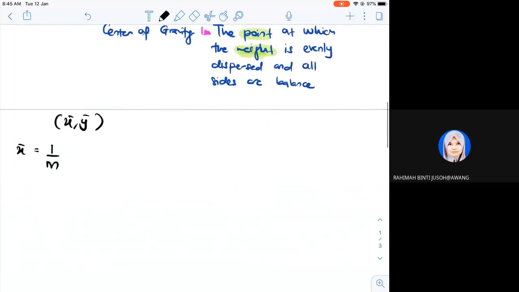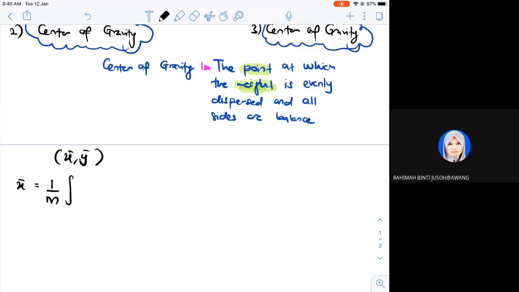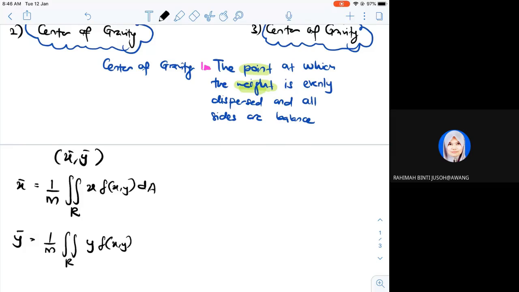So 1 over mass multiplied by double integration over region R. Okay, and then we have X multiplied by the density function, dA. Okay, so that is the formula of X bar. And then for Y bar, we have 1 over M multiplied by double integration of Y multiplied with the density function, xy dA. So that is center of gravity in 2 dimensions.